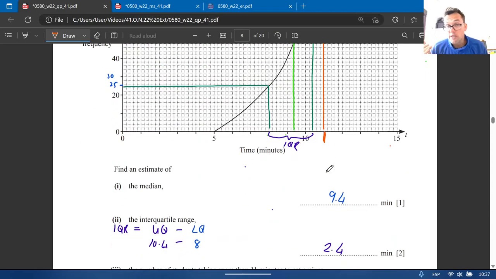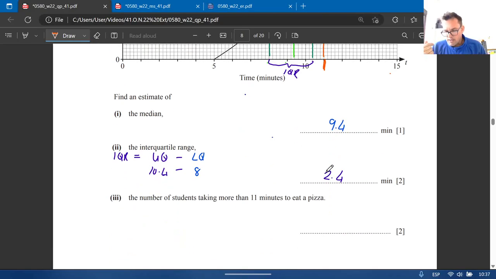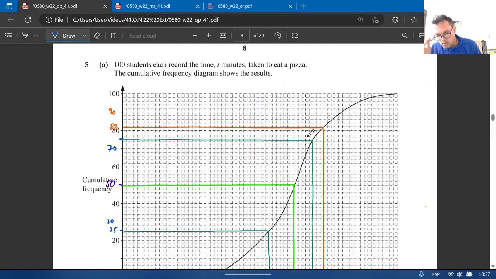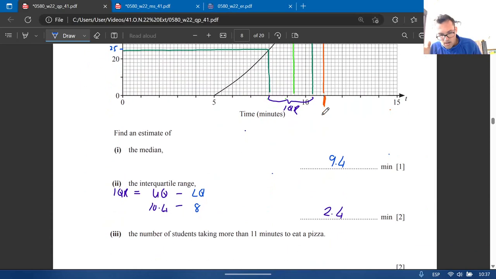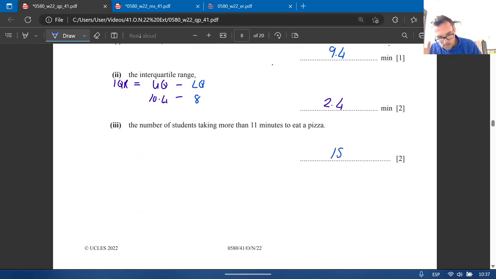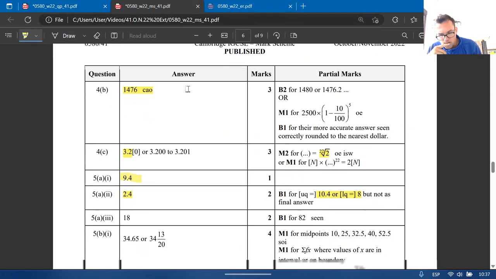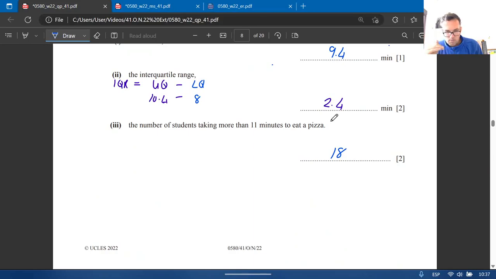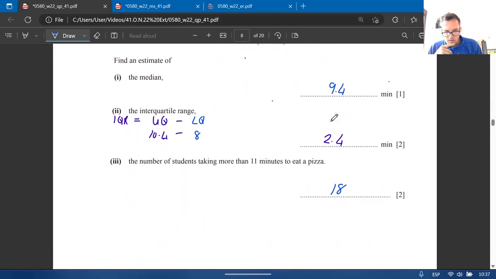The 82nd student takes 11 minutes. Numbers taking more than 11 minutes. So it's the top half from 82 to 100 that we have to look at, because it's more than 11 minutes. Okay, so it's this stretch here, and that will be 18 students. Bang. Be careful, it's not 17. You're tempted to go like, well, the 82nd student is 11 minutes so it's only the ones above, but no, just check it, don't overthink it. Okay, 18 students it is.